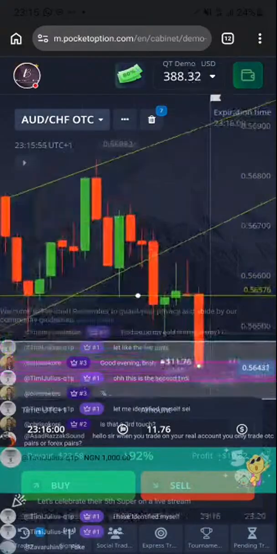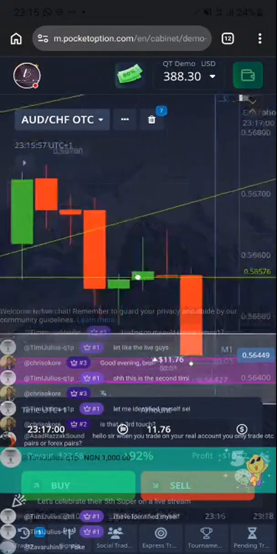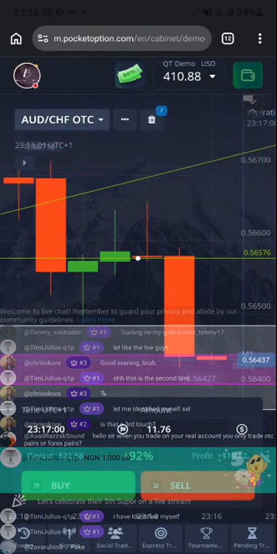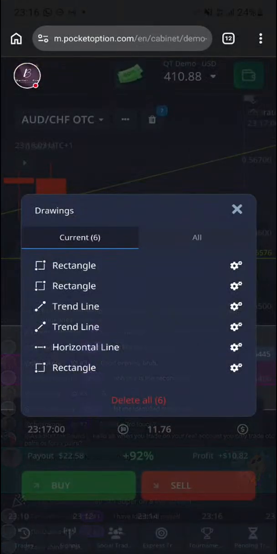Let me take this trade. I'm expecting a pullback to the upside so that we'll have a winning trade. Is it going to give us? Okay, that's beautiful. It gave us a winning trade.